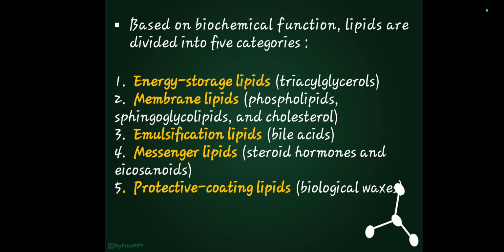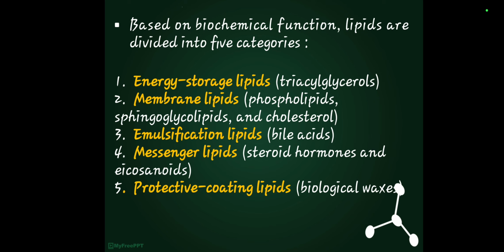Next, based on biochemical function, lipids are divided into 5 categories. Number 1, energy storage lipids, also known as triacylglycerols, and we have membrane lipids, which are called phospholipids. As we all know, our cell membrane is composed of phospholipids. Not only phospholipids, but also sphingoglycolipids and cholesterol.